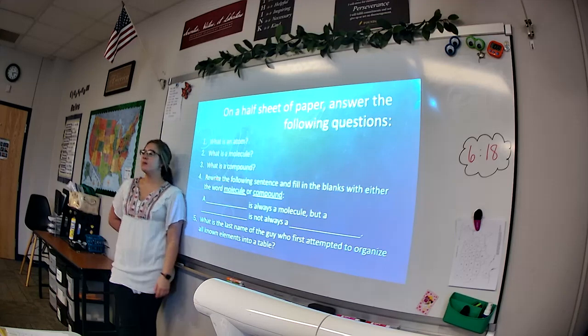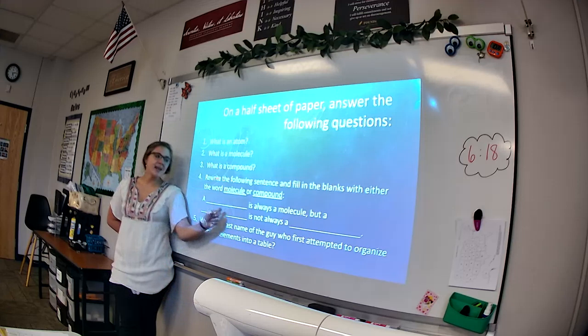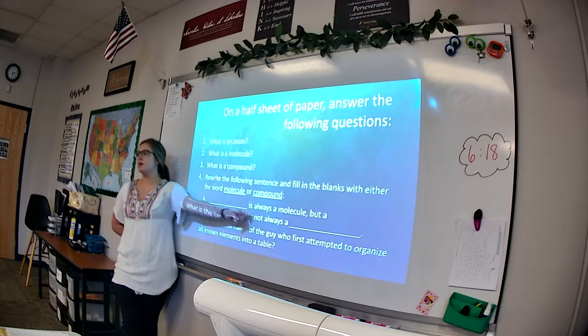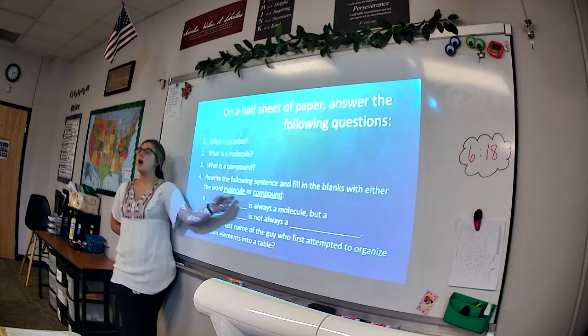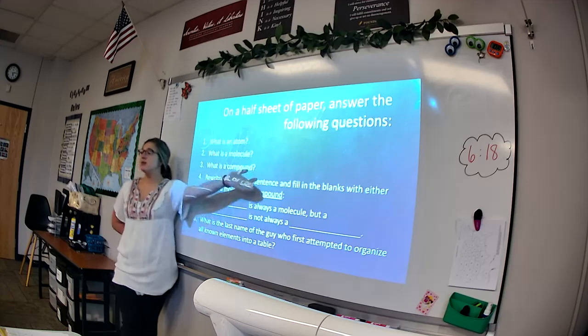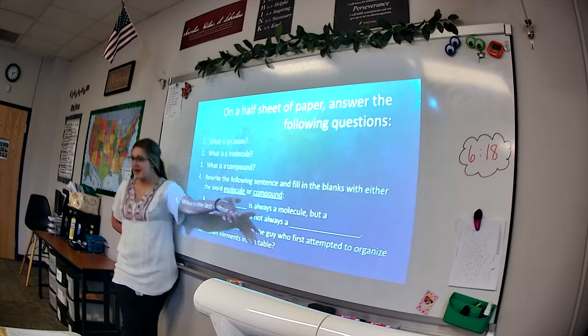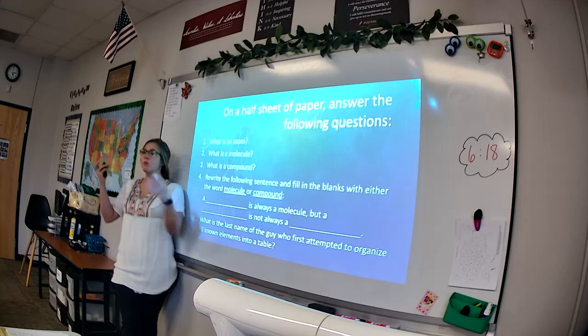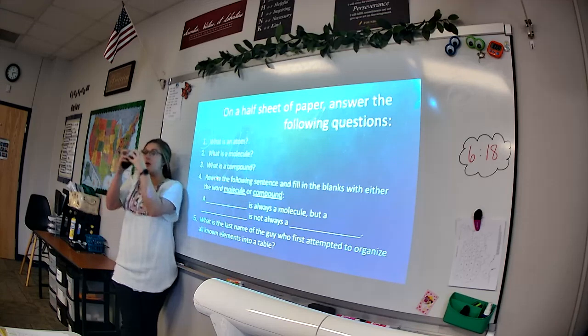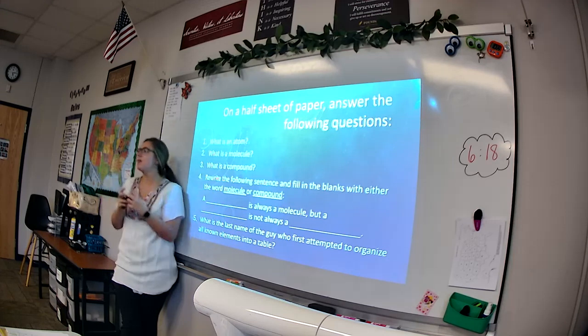All right, let's do number 4. We're going to fill in the blanks with either molecule or compound. Okay? A blank is always a molecule. What are we going to write here, class? Compound. A compound is always a molecule. Is that true? Yes. If you're going to have 2 or more elements that are bonded, you automatically have 2 or more atoms that are bonded, right? So you automatically have a molecule.